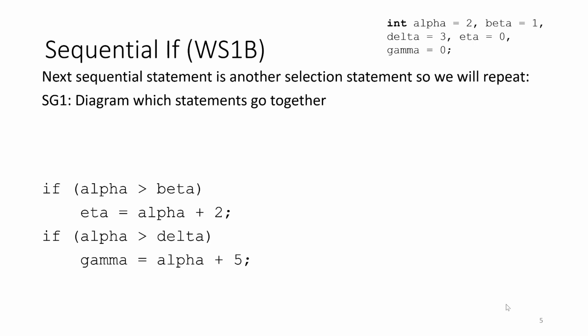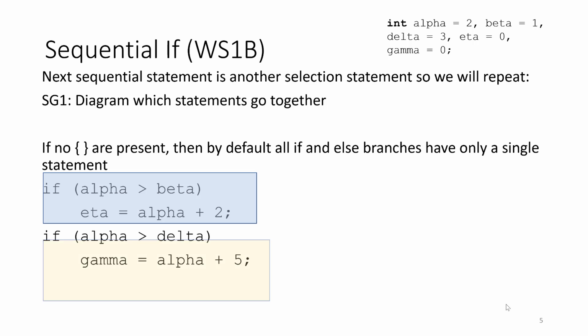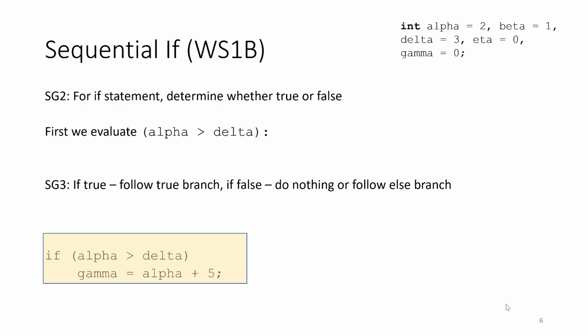Now we have to go on to the next sequential statement, which now is the is alpha greater than delta statement. Subgoal 2, we have to evaluate if the Boolean expression is true or false. Is alpha greater than delta? Alpha has a value of 2 and delta has a value of 3. This evaluates to false. In this case, there is no false branch or else branch, so we do nothing.